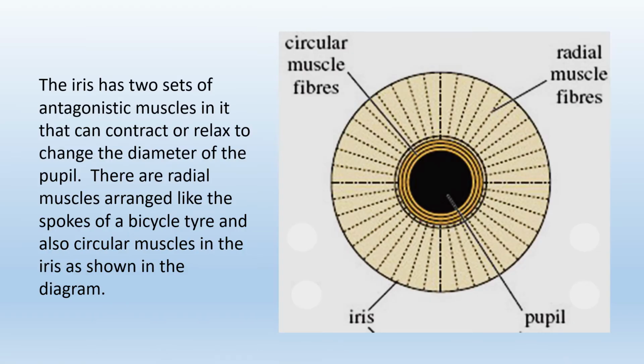The size of the pupil is controlled by the muscles in the iris. Iris has two sets of antagonistic muscles that can contract or relax to change the diameter of the pupil. The radial muscles are arranged like the spokes of a bicycle tire, while circular muscles are arranged in the form of a ring. Both of these muscles work opposite to each other.